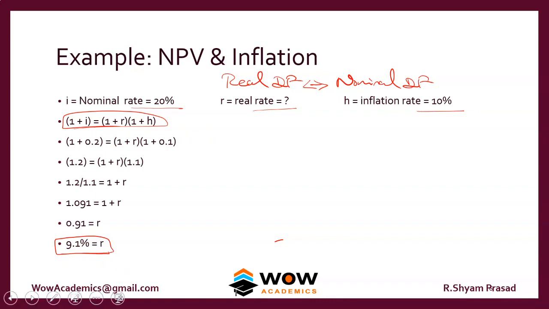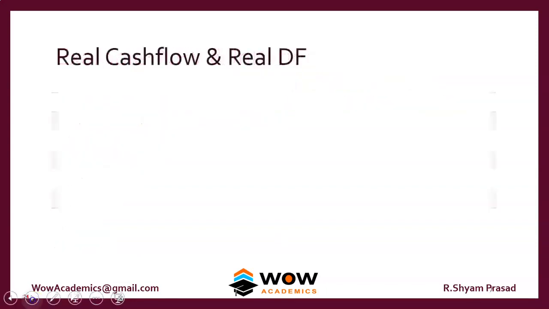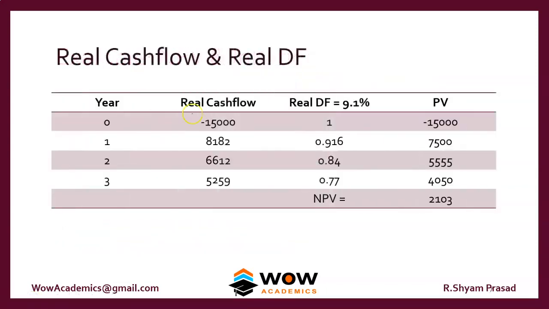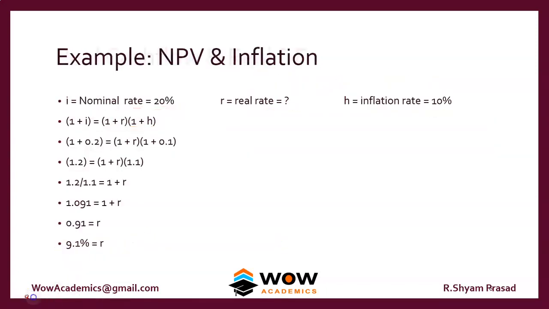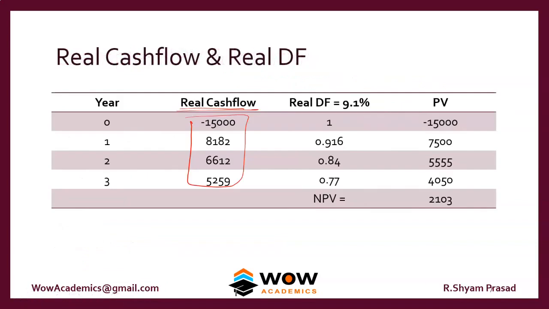So how can we apply this in a numerical question? In a numerical question, assume that they have given you the real cash flow. These are the real cash flows, and just now in the earlier problem we have computed that the real discount factor is 9.1%. We have got real cash flow and real discount factor, so we'll discount these. We have got the present value and we have also got the NPV. So our NPV is 2103.